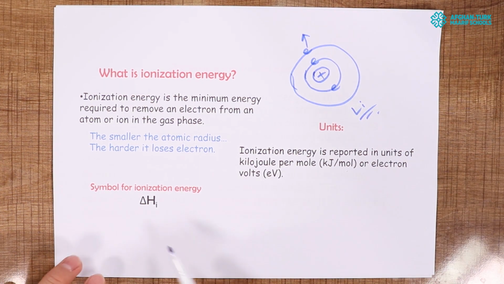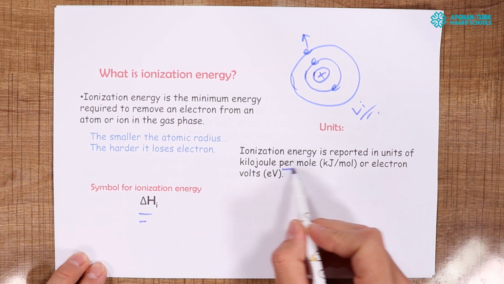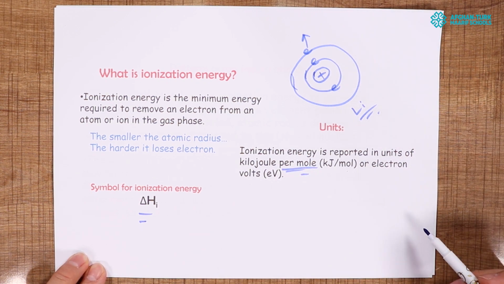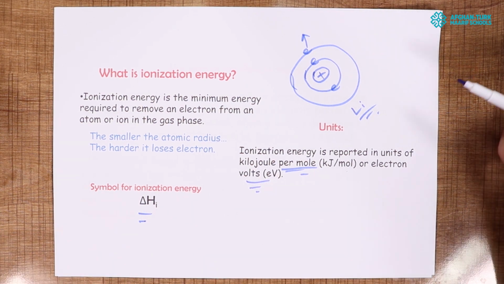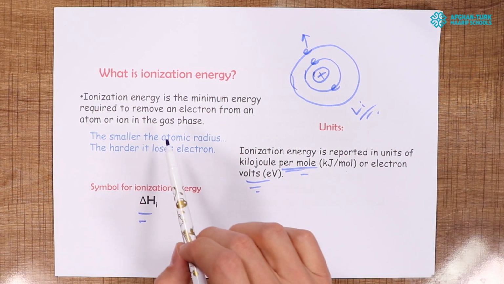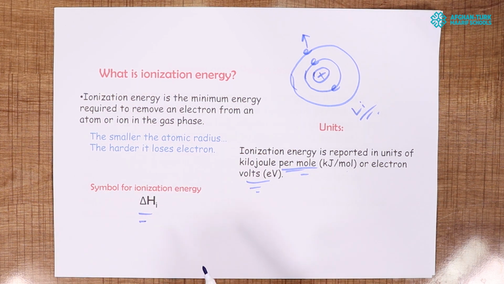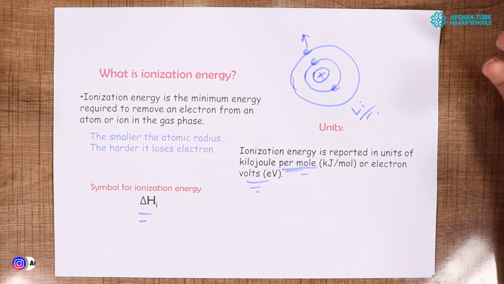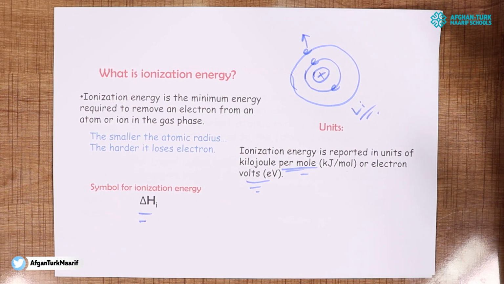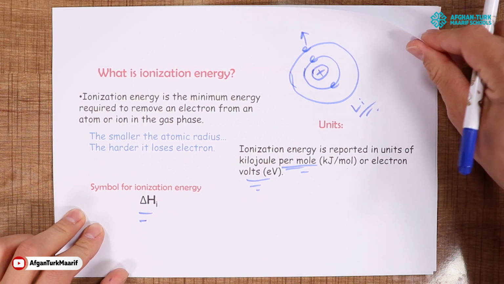The symbol for the ionization energy is delta Hi, and the unit that's used for ionization energy is kilojoule per mole. This is a bigger unit, and when it comes to the atomic level, we can use another unit, the electron volt. As we have studied with the atomic radius, the smaller the atomic radius gets, the less the atom wants to lose an electron, so ionization energy will get higher. If the atomic radius is small, ionization energy will get bigger or higher. If the atomic radius is big, ionization energy will get lower or smaller. Remember that. Okay, let's go further.